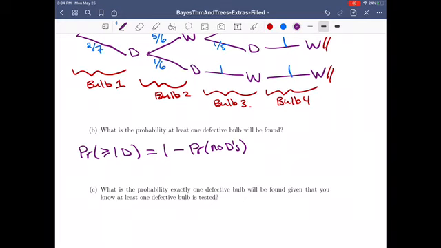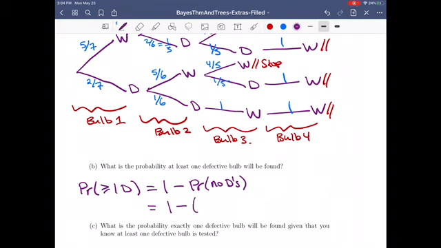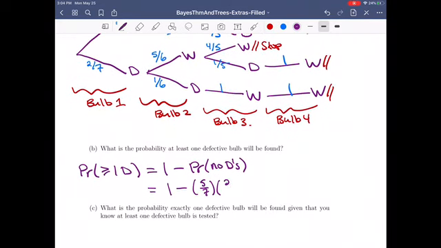So that's 2 W's in a row. That's only the one path. So this is 1 minus 5 over 7 times 2 over 3. So that's going to be 10 over 21. So 1 minus 10 over 21 is 11 over 21, which, if you like decimals, is 0.5238 approximately.